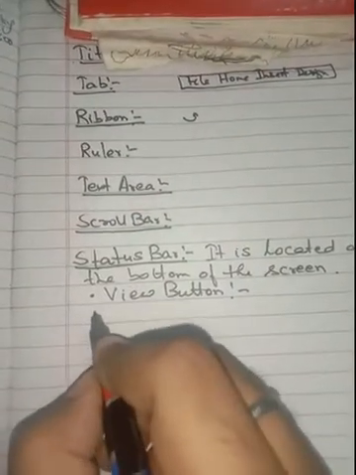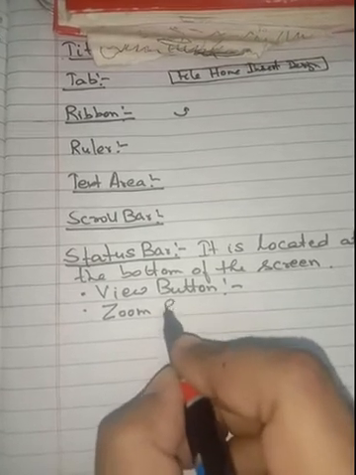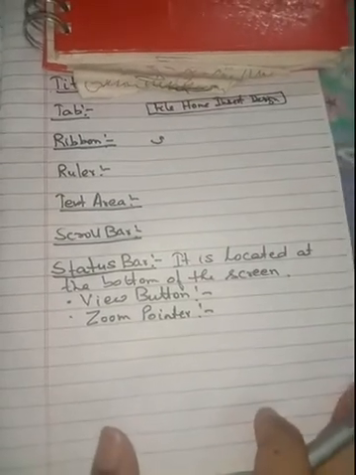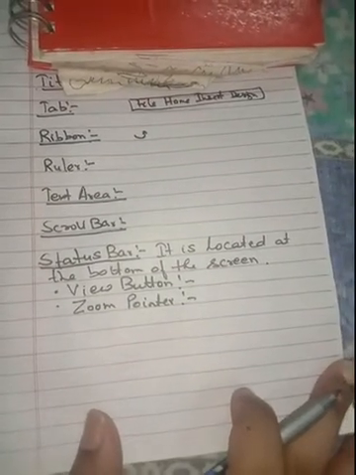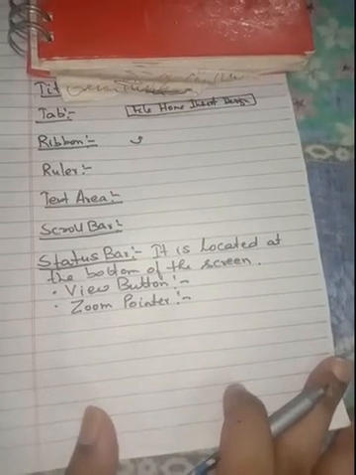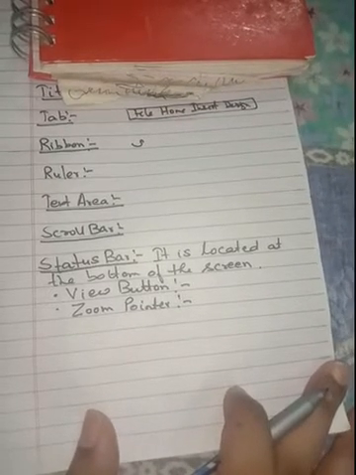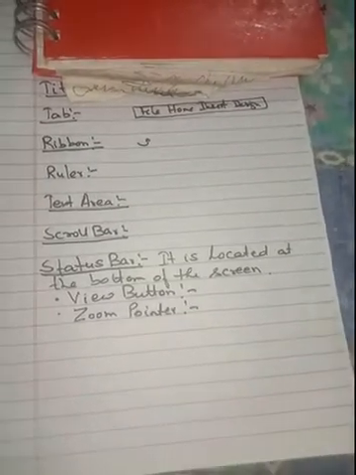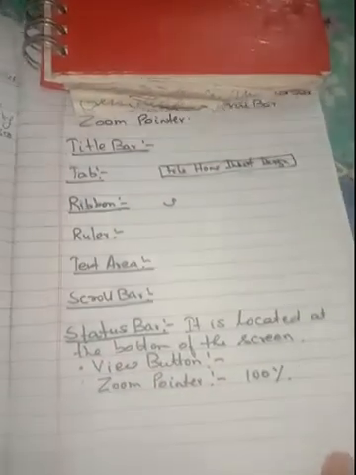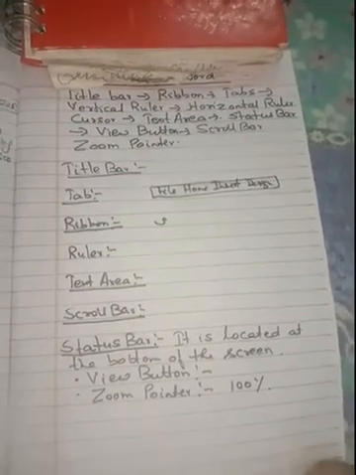And the next option that we have in the status bar is the zoom pointer. What does the zoom pointer do? It is located on the right side of the status bar. It can be moved to the left or right to zoom out, which means to decrease the view, or to zoom in to increase the view. By default, the zoom pointer is at 100%. Remember, by default it will be at 100%. So these were some of the components of MS Word that we have discussed.